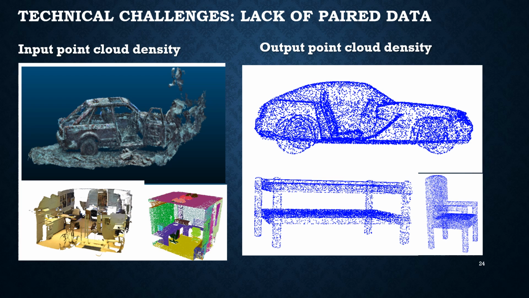In terms of output, state-of-the-art completion algorithms produce point clouds of up to 16,384 points. This is large compared to past works. However, it is nowhere near the number of points in real-world point clouds.